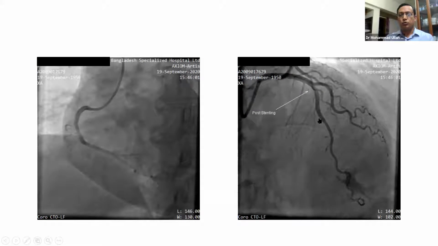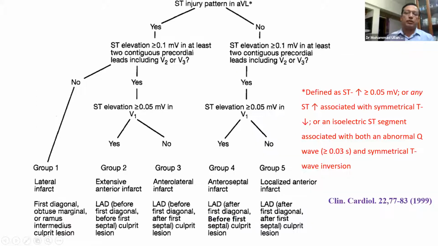So by these things, you can define the exact lesion location in the LAD; there are different flow charts for it. The important leads are 1 and aVL. If they are involved, the lesion is proximal to the diagonal. Important leads are V1, aVR, and RBBB. If these leads are involved, the lesion is proximal to S1. And if these leads are not involved, that means the lesion in the LAD is distal to these leads.